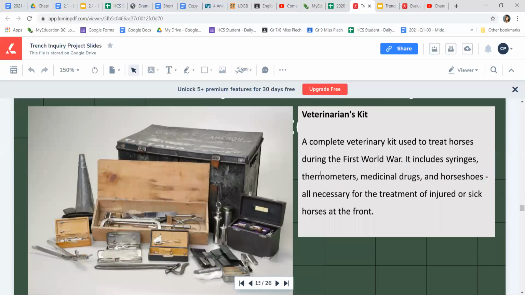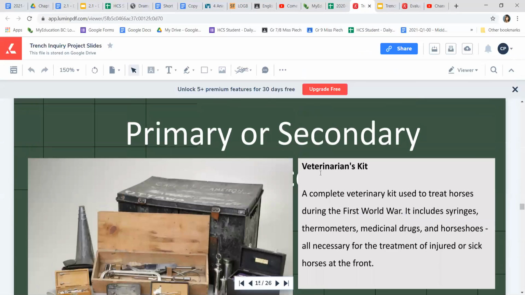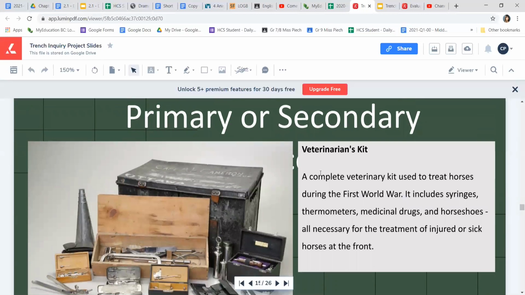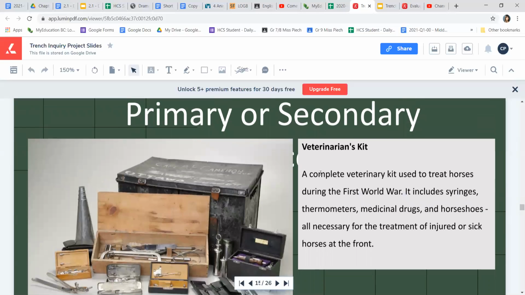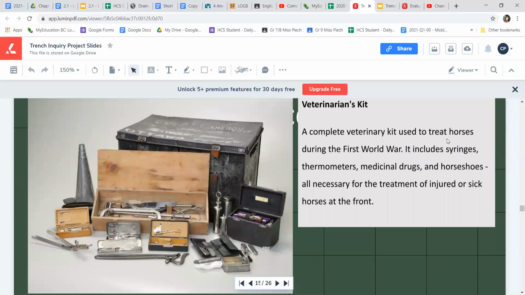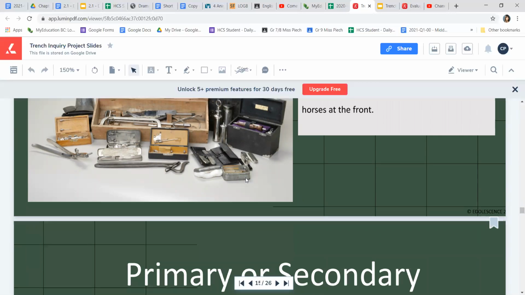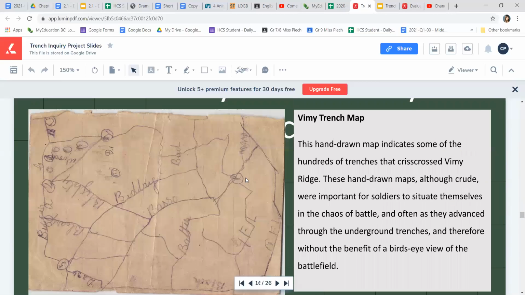So here, you'll be trying to figure out if it is a primary or a secondary source. Looking here, you see a veterinarian's kit. It was used to treat the horses during the First World War. And so that had syringes, thermometers, medicinal drugs, and horseshoes. They were all needed to be able to treat injured or sick horses on the battlefront here.